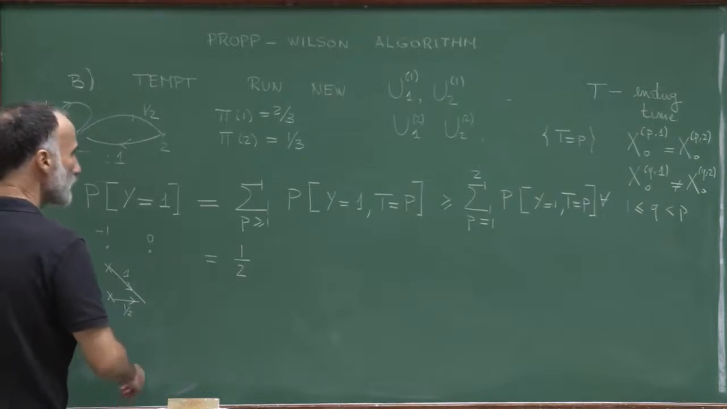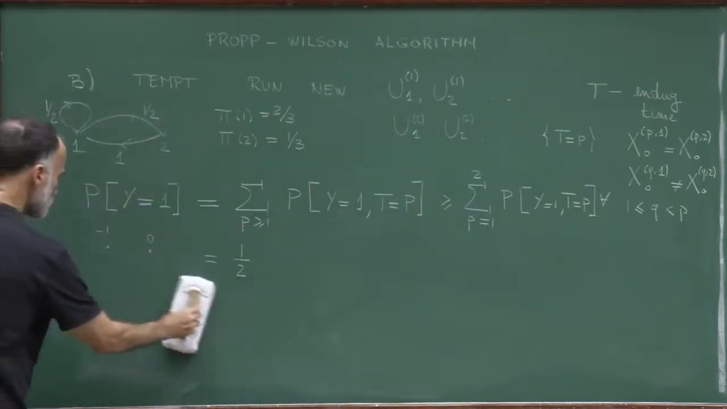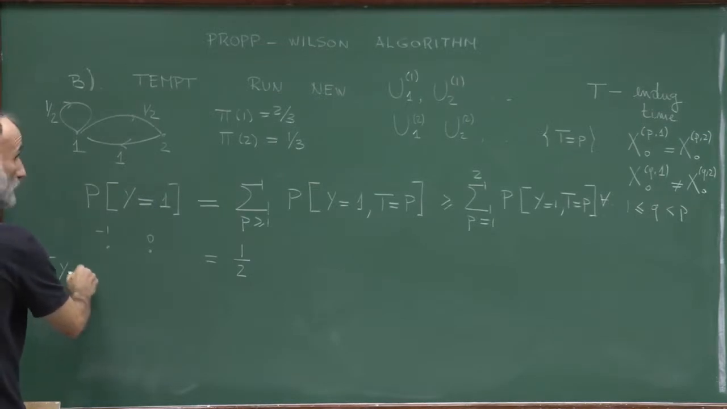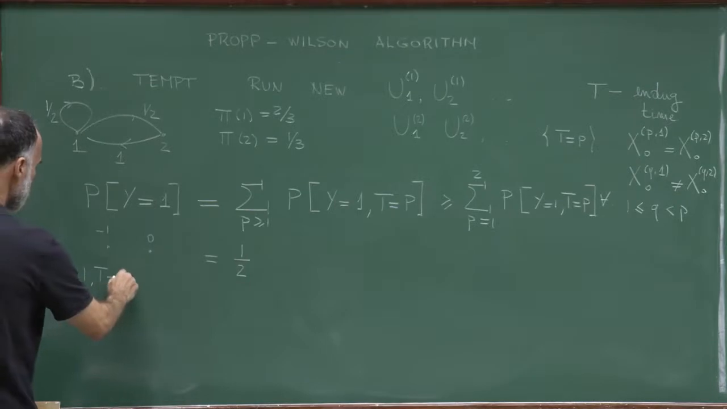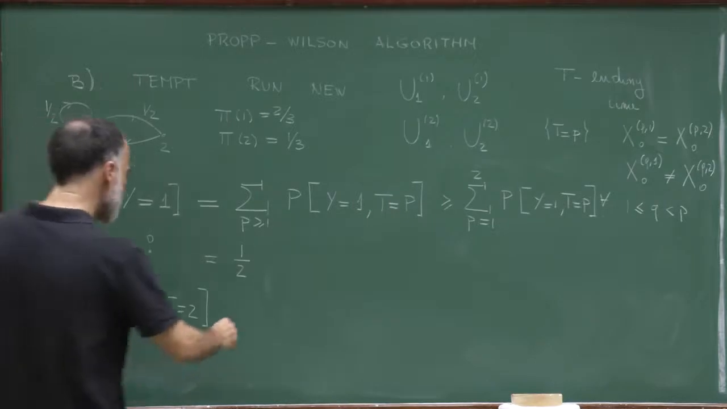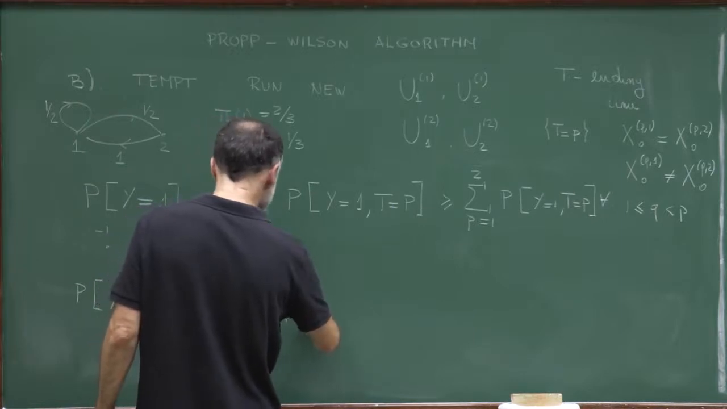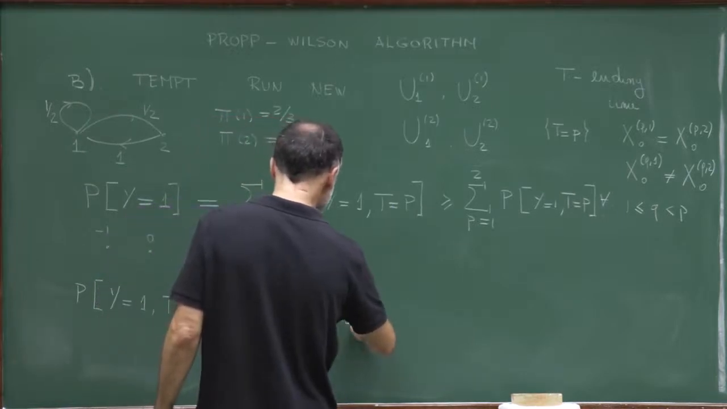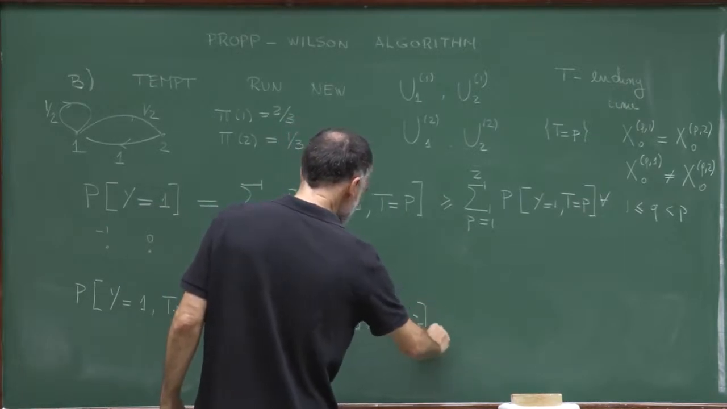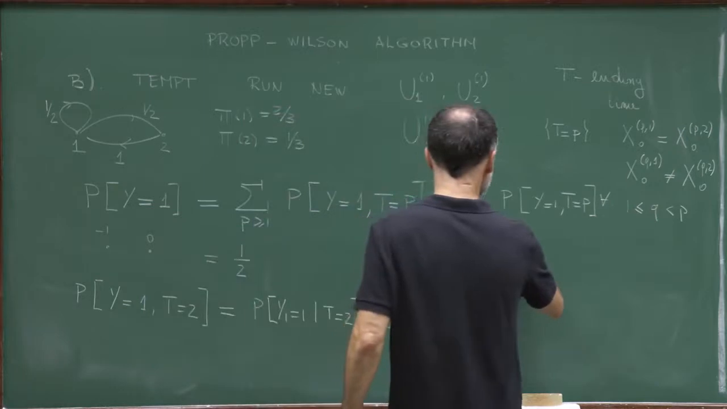So now what I have to compute is this probability when t is equal to 2. So I want the probability that y is equal to 1, t equal to 2. And I will compute this probability as the probability that y is equal to 1 given that t is equal to 2, times the probability that t is equal to 2. And we will compute these two probabilities separately. So let me first compute the probability that t is equal to 2.